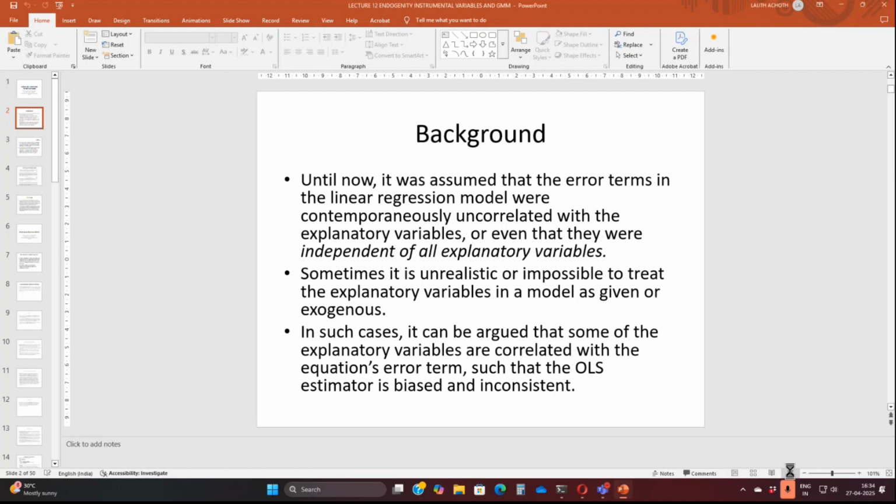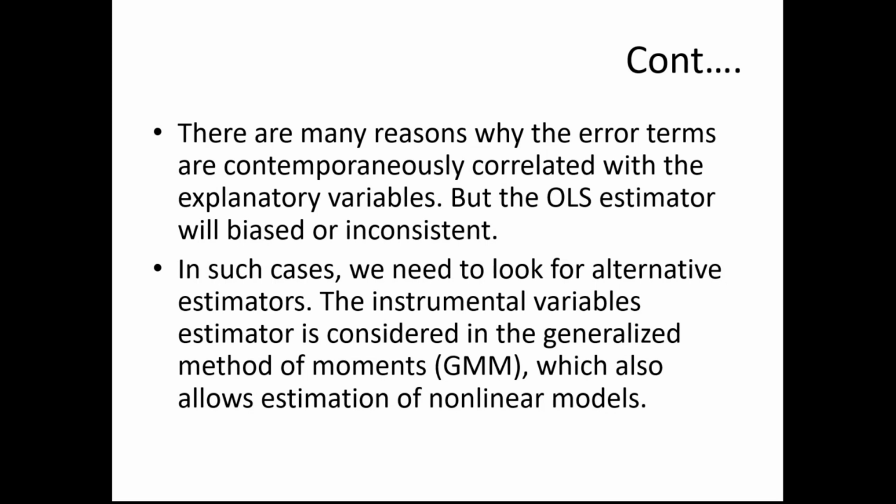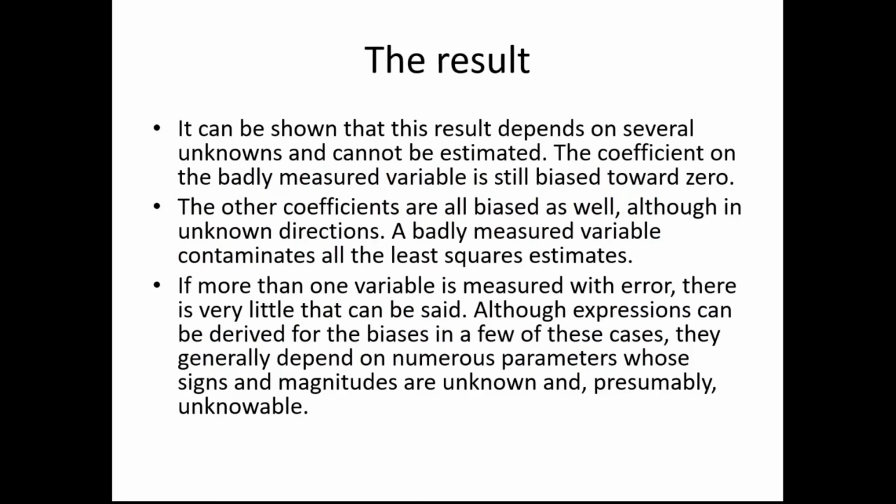So that's basically the concept of endogeneity. There are many reasons why the error term may be correlated with the explanatory variable, but the OLS estimator will be biased and inconsistent. This is what you should remember, because what we want are estimates which are unbiased and consistent. In such cases, we need to look at alternative estimators. Here we use simultaneous equation models, which are estimated using different methods, such as two-stage least squares, generalized method of moments, and so on and so forth.